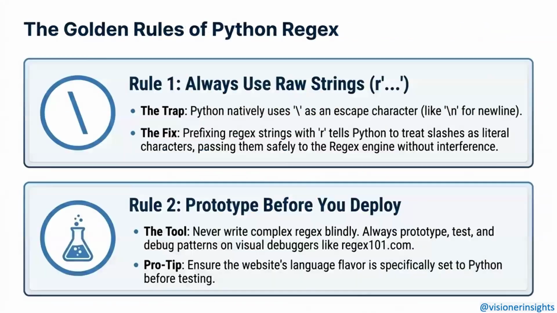Which brings us to the 2 golden rules of regex in Python. Rule number 1, always prefix your regex strings with a lowercase r, creating a raw string. If you skip this, Python might try to interpret backslashes as native escape characters like \n for a new line, and that will completely break your pattern. Rule 2, never deploy complex regex blindly. Use visual debuggers like regex101.com to prototype, test, and debug your patterns before they ever touch your production code.